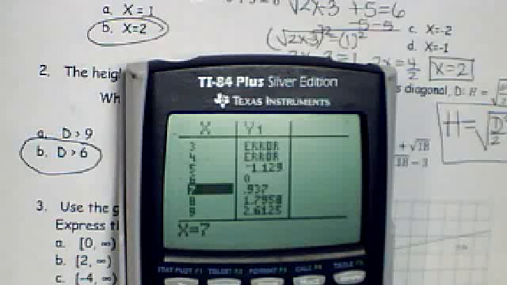So I put that in my calculator. I looked at the graph, and I realized, oh, I can't have negative in this case. The equation gives me negatives, but I can't have negatives because of the real world situation. So you've got to think about that as well.